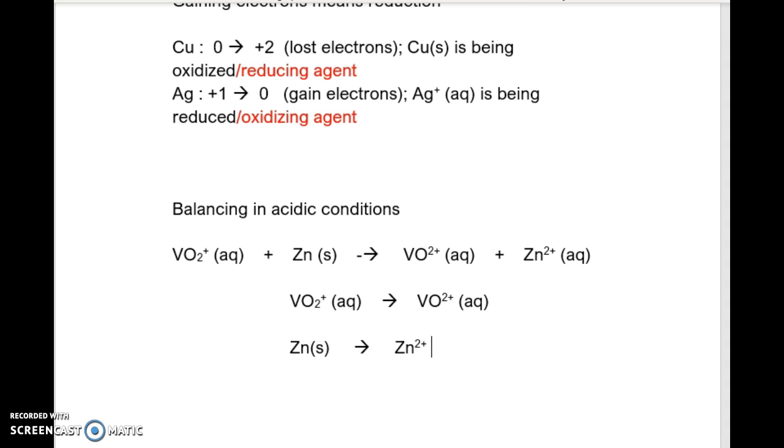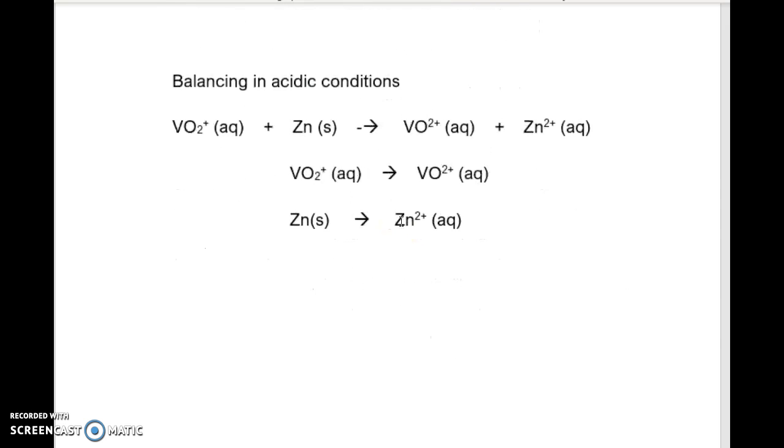Okay, so now there are two things that you always have to balance: the mass and then the charge. The first thing that you're going to balance is the mass. In the first equation, I see one vanadium there and one vanadium there. But I see two oxygens there and two oxygens there.